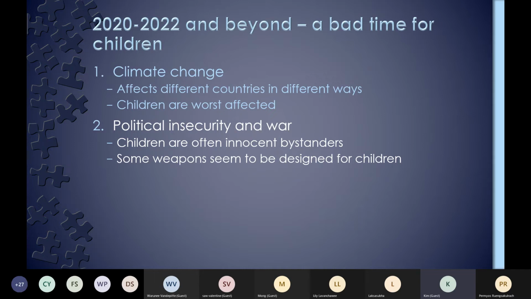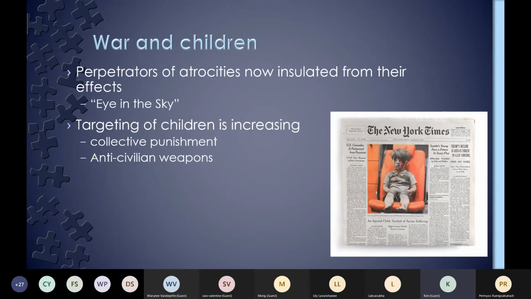And not only do they kill children in the acute phase, they often kill children in the years after the wars that are occurring. Now, the effect of war on children, though, I think has been made worse by the rather distant way that the war is conducted, so that the people who perpetrate the atrocities are often somehow insulated from the effects. And the movie Eye in the Sky was an example of that, with drones striking a war zone in Africa.